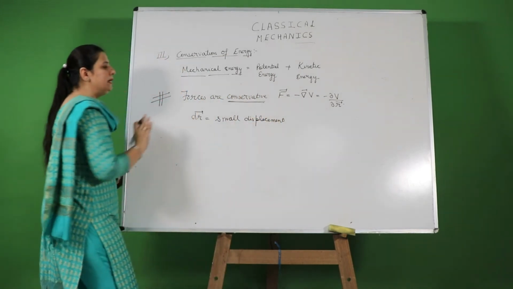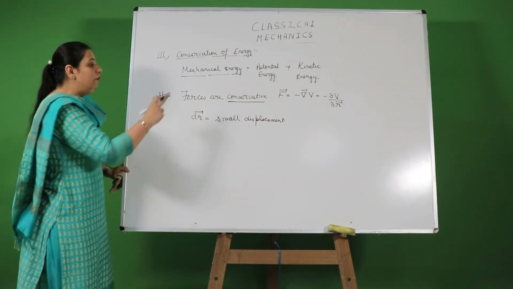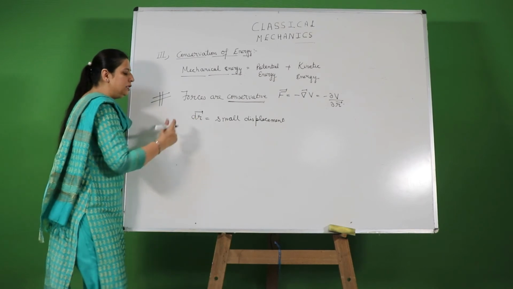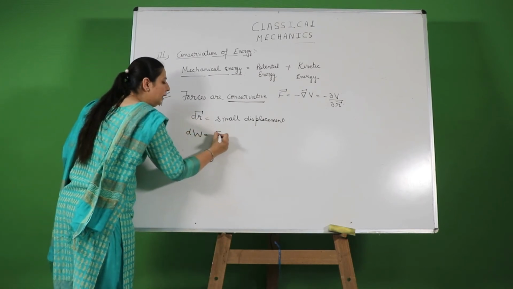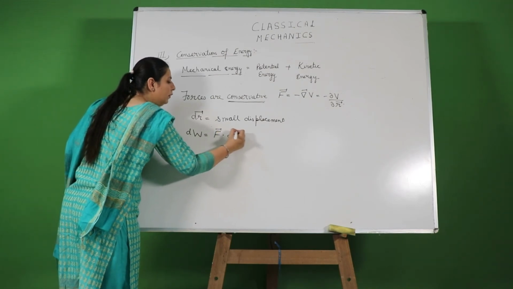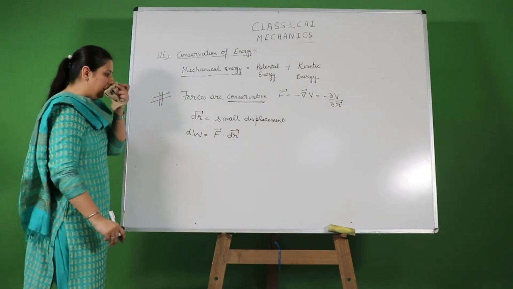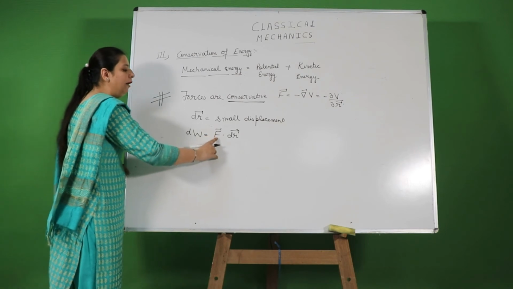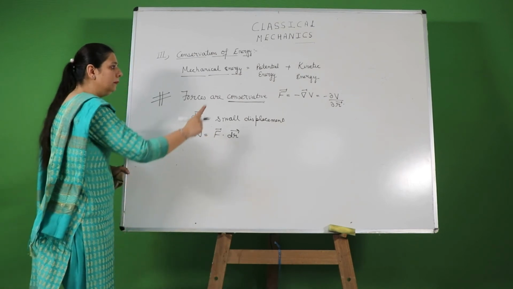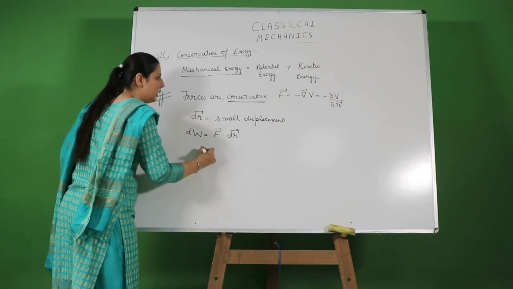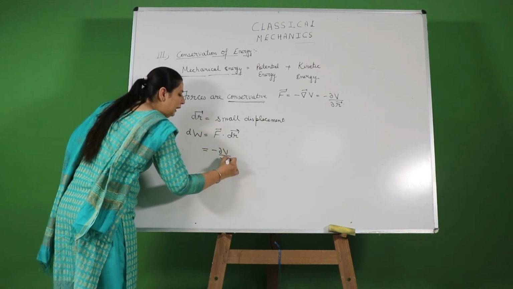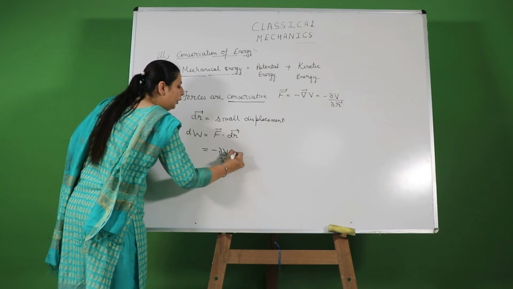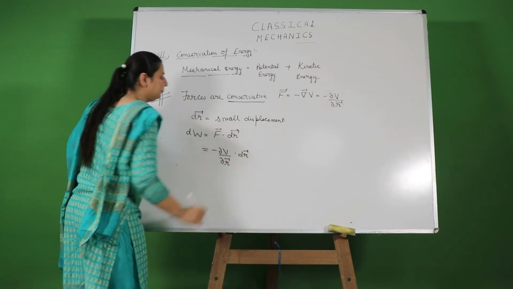When this force is applied on the system, and there is some displacement, we will have some work done, and that work done will be the dot product of force with the displacement. So dW should be F dot dr. Substituting the value of force, what is force? Minus curly V upon curly r dot dr.